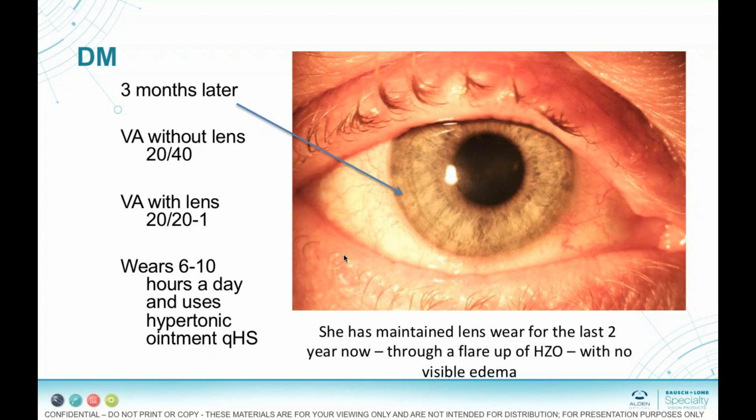She continues to use the hypertonic ointment at bedtime and wears the lens 6 to 10 hours a day, a little bit more in certain seasons, a little bit less in others. She's now been in this lens for 2 years. She did have a flare-up of her zoster, which created some inflammation, and yet at the same time, the epithelium looked intact during that whole time.